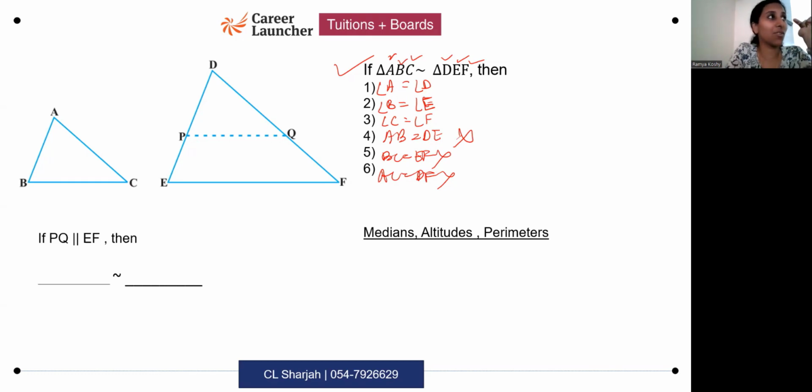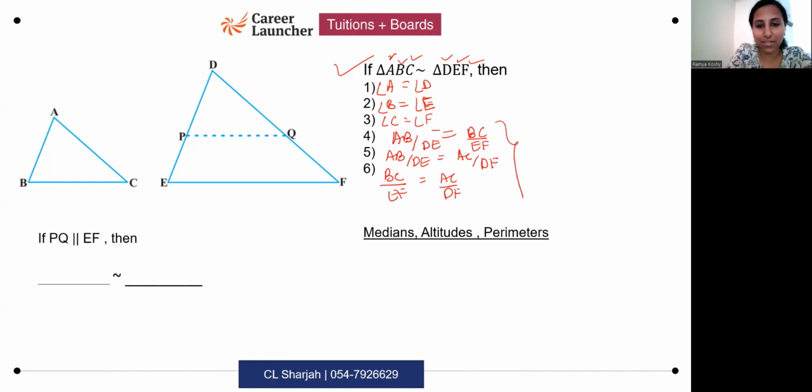Many of you still use this wrongly. You assume that the corresponding sides are equal. You use it in the wrong way in the proving questions. The ratio of sides is equal. What does that mean? AB by DE is equal to BC by EF. Or I can say AB by DE is equal to AC by DF. Or I can say BC by EF equals AC by DF.